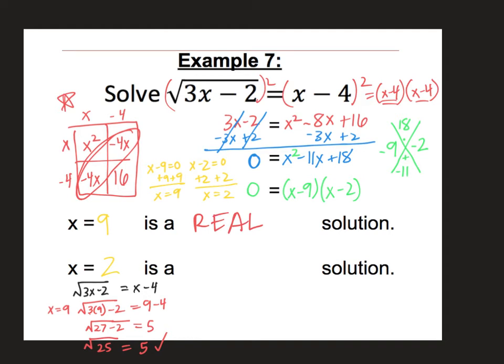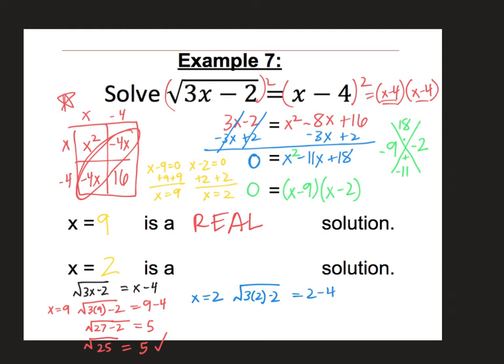For my second possible solution, we had x equals 2. So we're going to go ahead and plug that into our original equation again. So we have the square root of 3 times 2 minus 2 equals 2 minus 4.